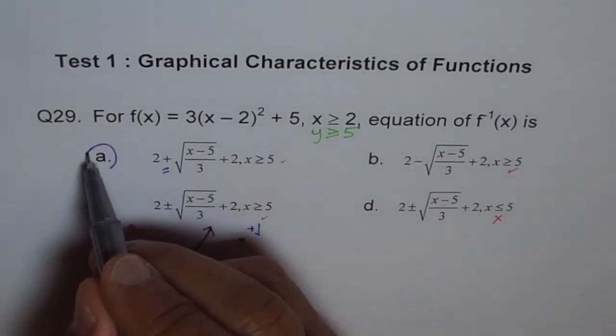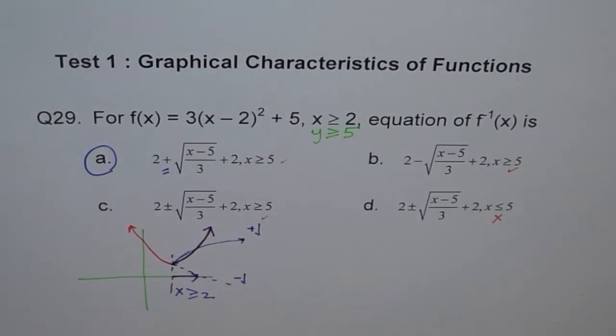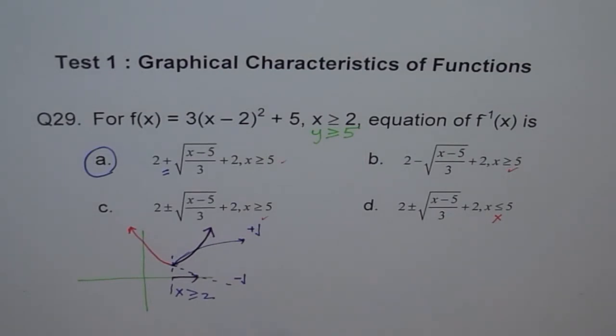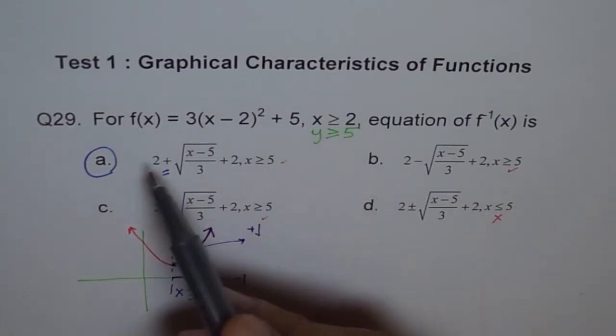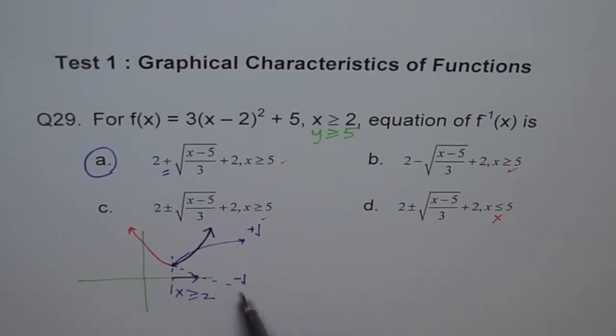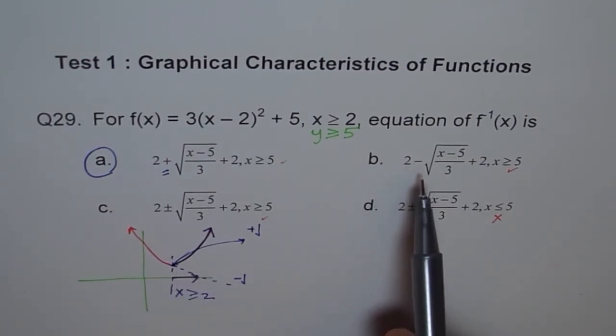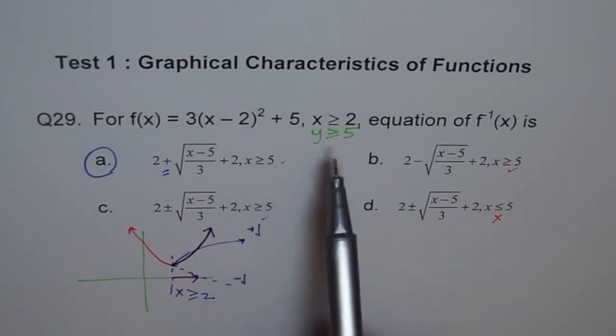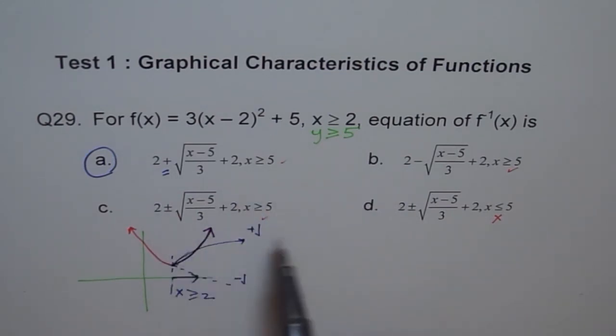So our choice is A. I hope the concept of finding the inverse is clear to you. This type of question could have been asked in a different way also, where we could restrict in the other direction. Then this would have been the answer with minus. But in either case, if we restrict the domain, then plus and minus is not the option.